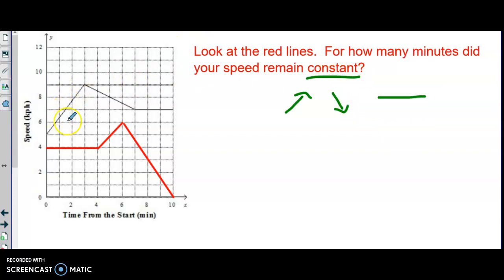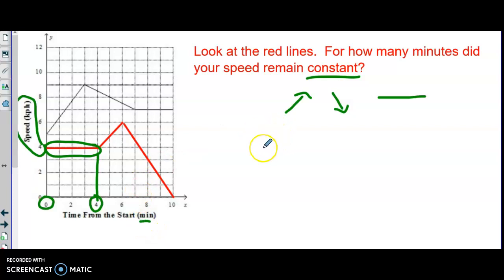So if we look over here, our speed is 4 kilometers per hour for the first 4 seconds. This is the part I'm looking at. The speed is 4, and it stays 4 all the way through those first 4 minutes. Oh, 4 minutes. That's minutes.